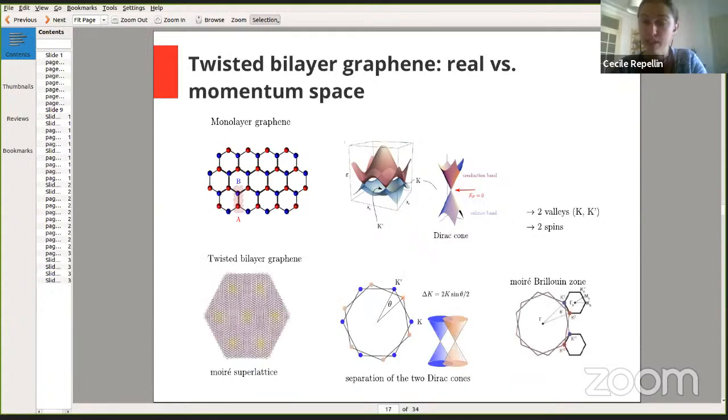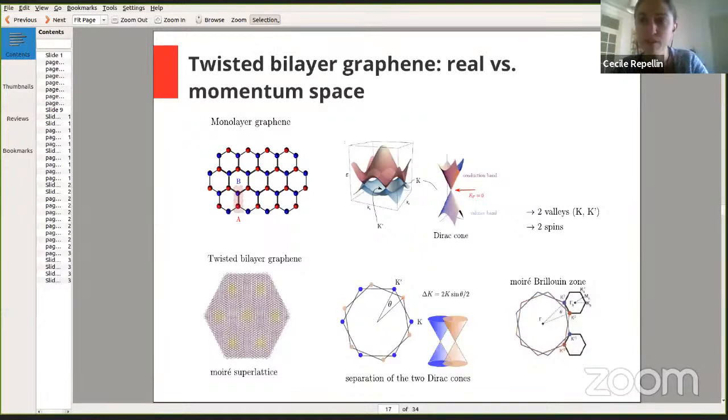Now I'm taking two layers of this, and I'm stacking them on top of one another with a small rotation angle between them. So what I obtain is this moiré superlattice. There's a superlattice because the two Bravais vectors of graphene don't match anymore, and you have this very large unit cell of thousands of carbon atoms.